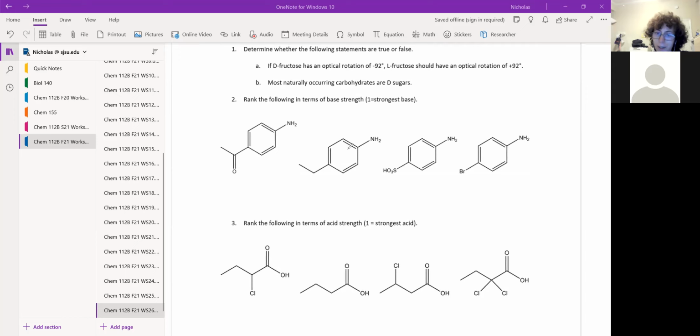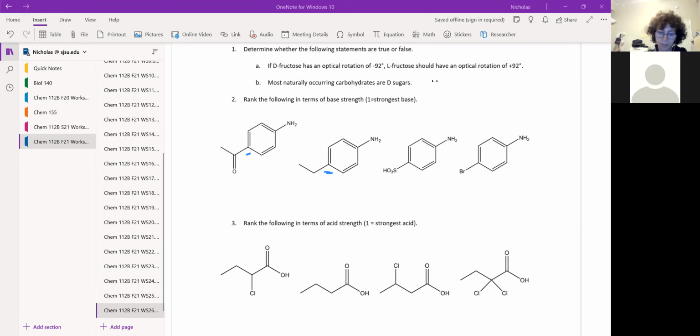So here I'm asking to rank these compounds in terms of their base strength. All of these have an amine attached to benzene. So the only difference is what's at the para position here, and that will affect the base strength. There are some general ways you can look at these to figure out how strong or weak the bases will be. Can anybody tell me what an EDG is going to do to the base strength? Yeah, we'll make it a stronger base.